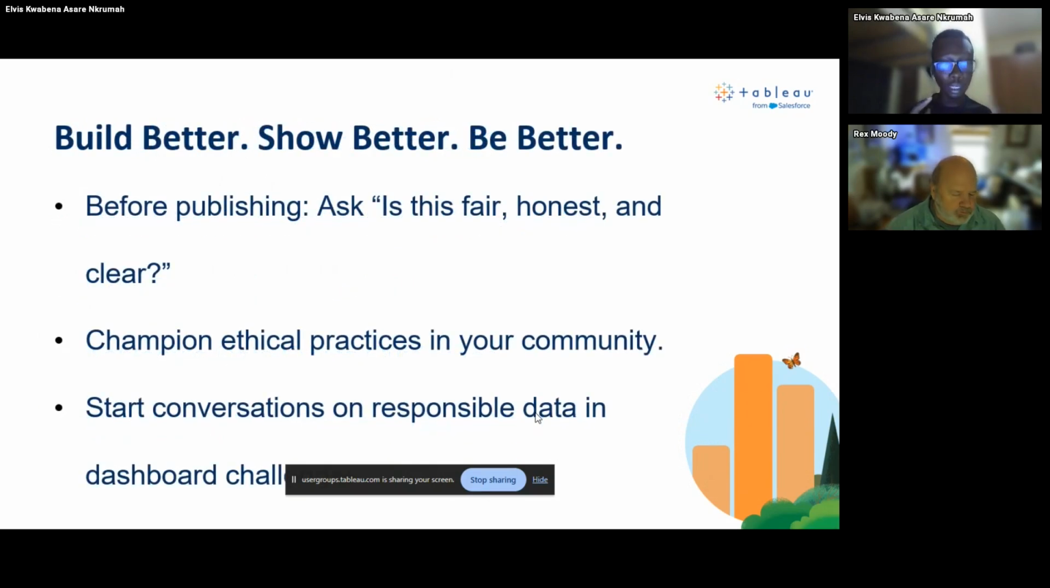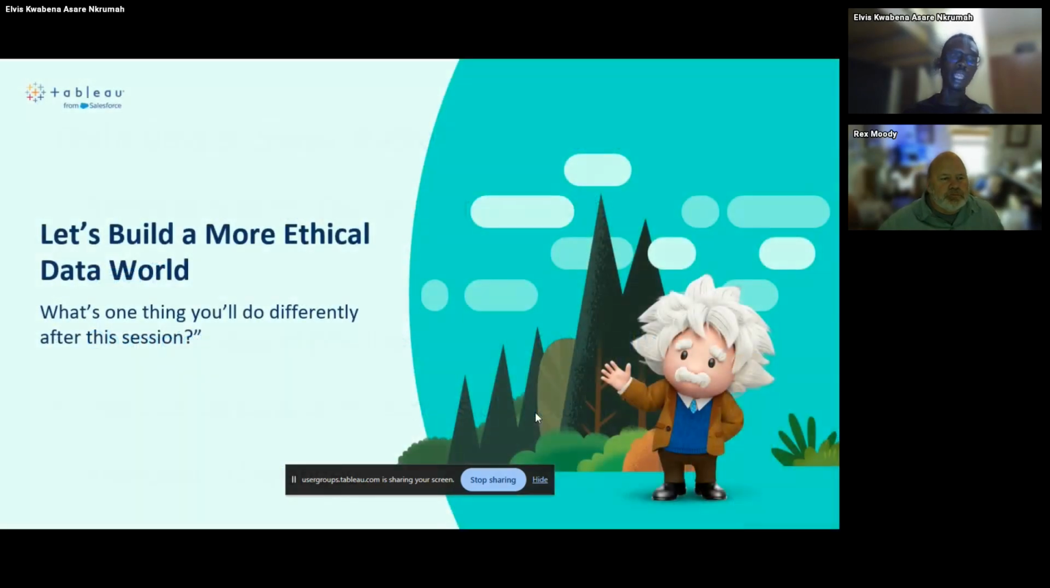Now, what are the takeaways for today's session? That we should build better, we should show better, and we should be better. Before publishing your chart, before publishing your dashboard, before publishing your reports, ask yourself, is this fair? Is this honest? Is this clear? Champion ethical practices in your community and start conversations on responsible data in dashboard challenges. Let's build a more ethical data world.